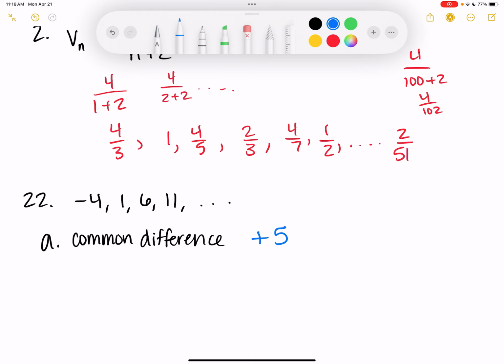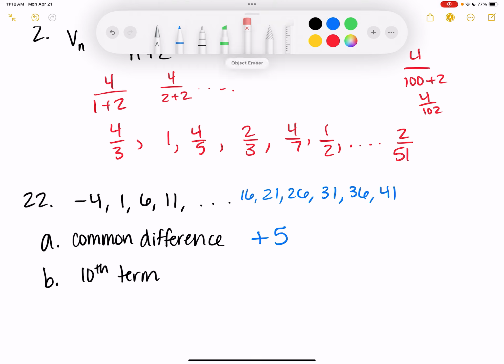So this is the first 4 terms, but they want the 10th term. And so we could keep going here. So that would be 16, 21, 26, 31, 36. What number is that? 9. 41. So that means that my 10th term would be 41.